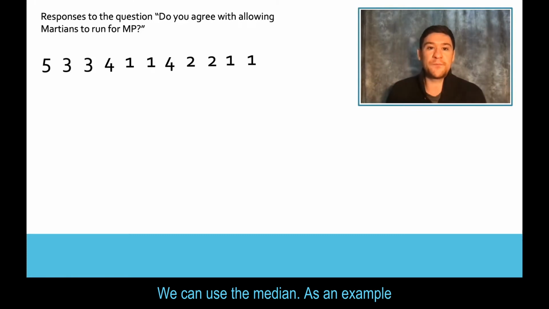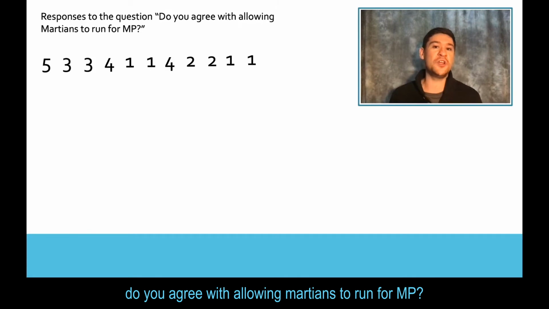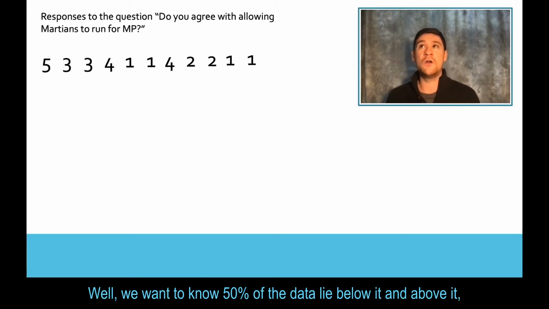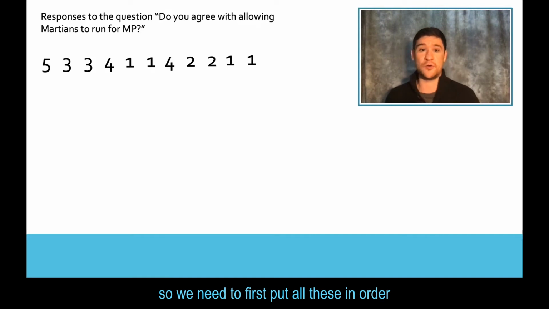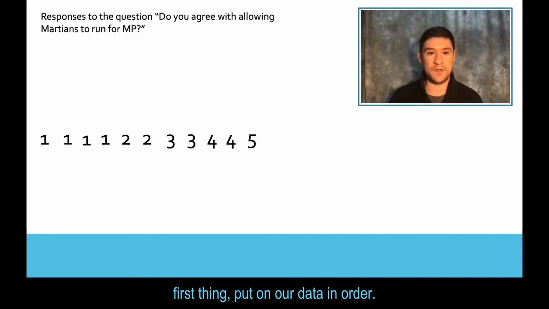As an example, here are some responses to the question, do you agree with allowing Martians to run for MP? How would we work out the median? Well, we want to know 50% of the data lie below it and above it, so we need to first put all these in order. The first thing, put all our data in order.